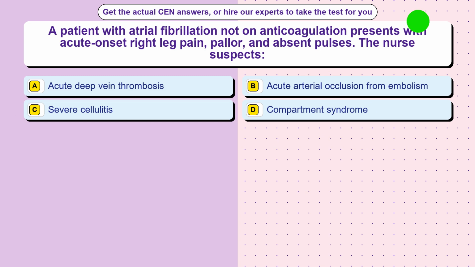Question 66. A patient with atrial fibrillation not on anticoagulation presents with acute onset right leg pain, pallor, and absent pulses. The nurse suspects: Option A, acute deep vein thrombosis. Option B, acute arterial occlusion from embolism. Option C, severe cellulitis. Option D, compartment syndrome.